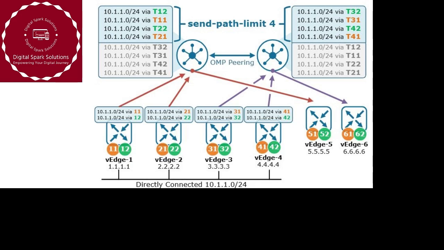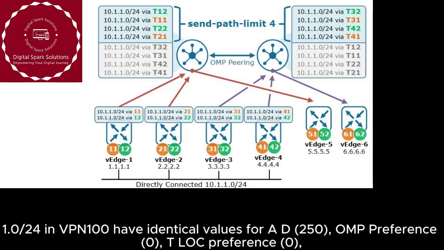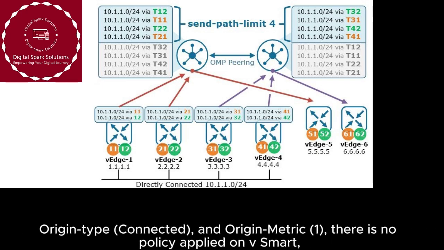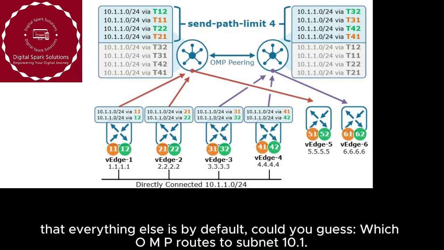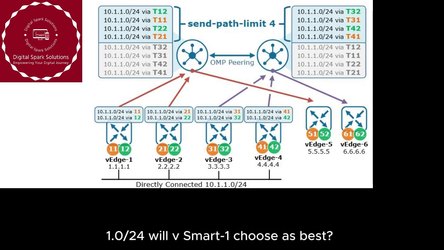The question. Knowing that all routes to 10.1.1.0/24 in VPN 100 have identical values for AD 250, OMP preference 0, TLOC preference 0, origin type connected, and origin metric 1, there is no policy applied on vSmart, and everything else is default, could you guess which OMP routes to subnet 10.1.1.0/24 will vSmart 1 choose as best?